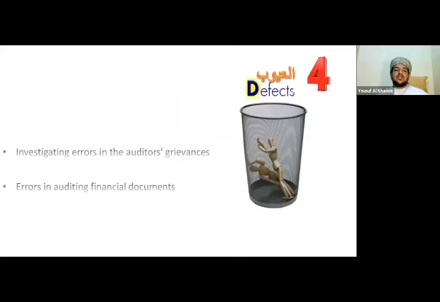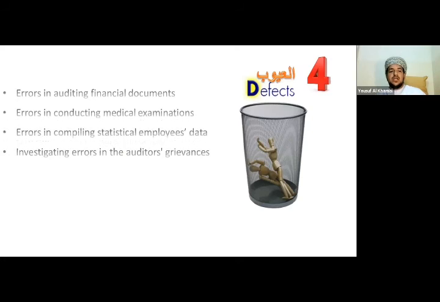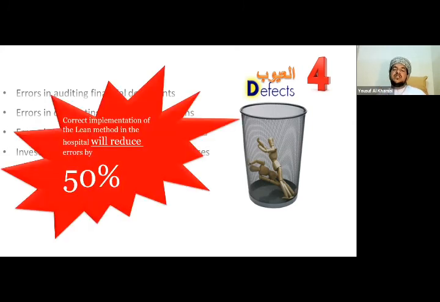In defects or errors, we have examples of investigating errors in the auditor's grievance, error in auditing financial documents, error in conducting medical examination, and error in completing statistical employees' data. If we can implement lean carefully and correctly, we will reduce our errors by 50%.